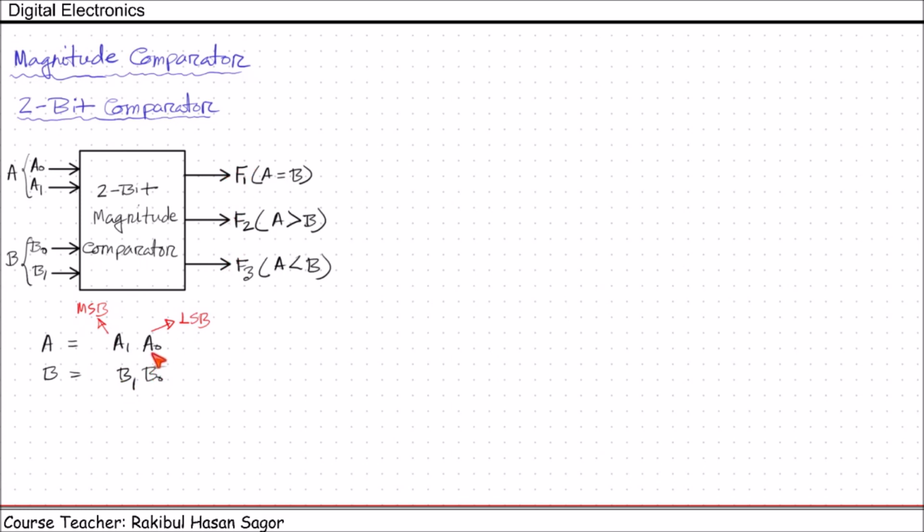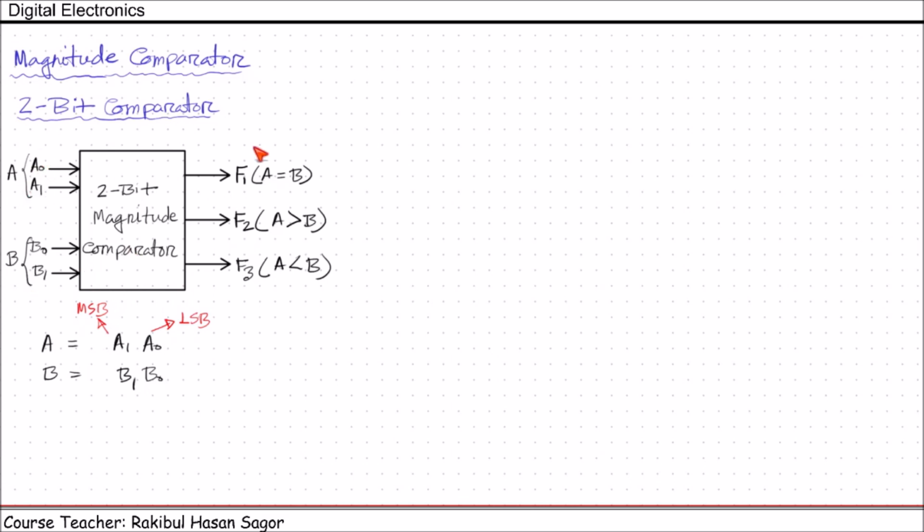For any values of A and B where A is equal to B, F1 will be activated, and the other two, F2 and F3, will be deactivated. If A is greater than B, then F2 will be activated, F1 and F3 will be deactivated. And if A is less than B, then F3 will be activated, F1 and F2 will be deactivated. Let us start designing this 2-bit magnitude comparator.